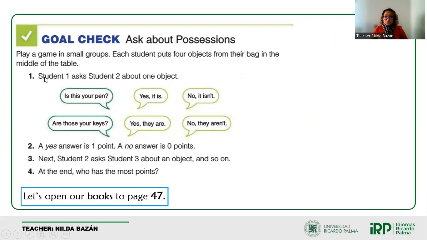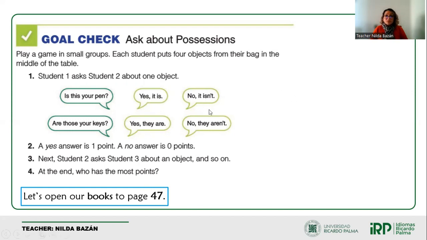So what are you going to do? Student 1 asks student 2 about one object. For example, is this your pen? And your partner will have to answer, yes, it is, or no, it isn't. If the answer is yes, you got a point. 1 point for you. But if the answer is no, you have 0 points. And then you will have to repeat the activity with activity 3 and so on.